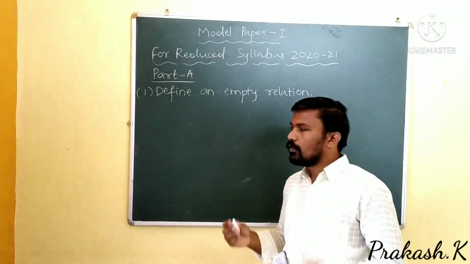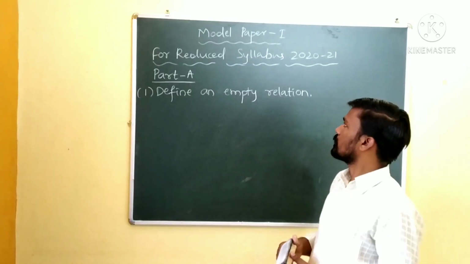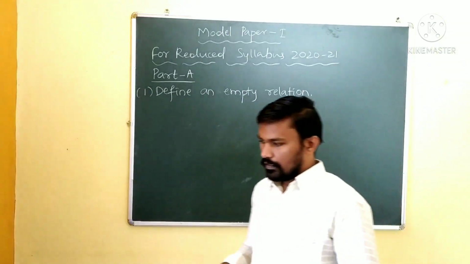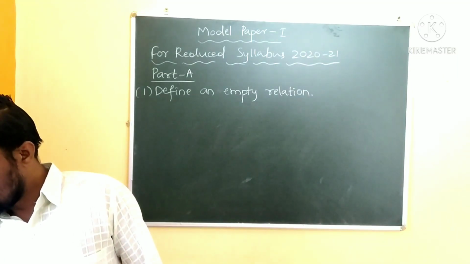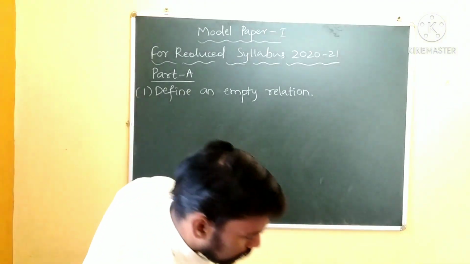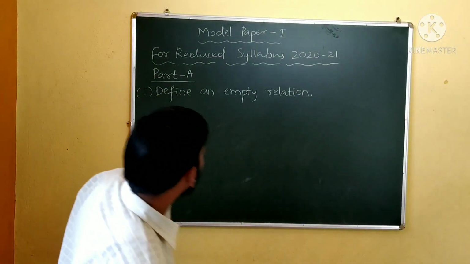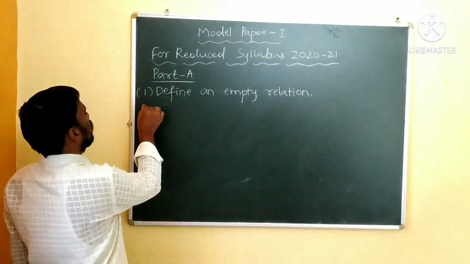In today's class, I am going to solve model paper 1 according to your reduced syllabus. Okay. In that, look at part A. Part A has 10 questions and each question carries 1 mark, and there is no choice here. You need to answer all the 10 questions. So look at question number 1. Define an empty relation.